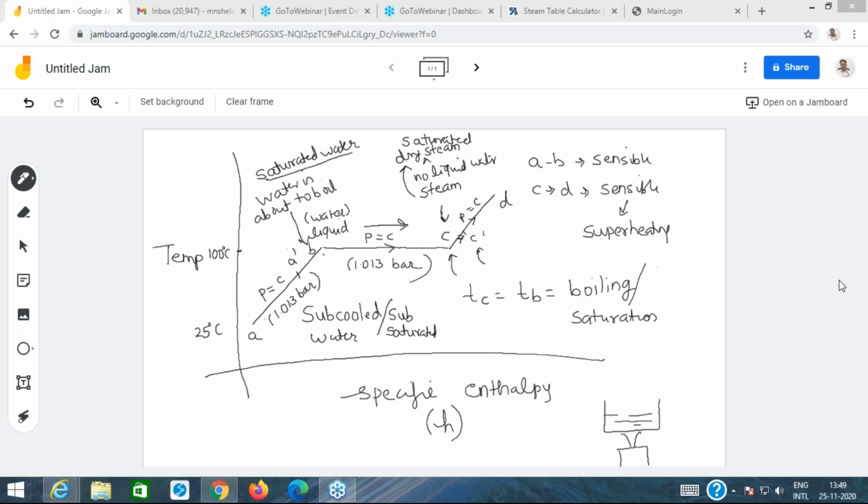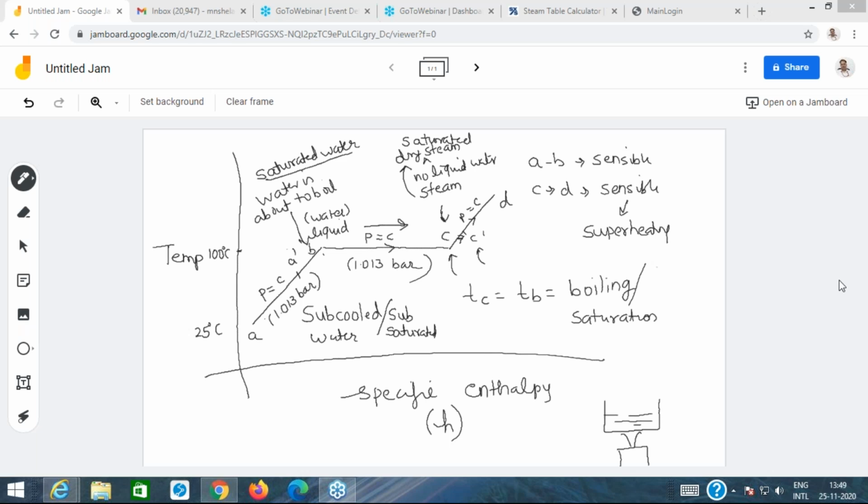So if you start heating that water at constant pressure, that water would first reach A dash and then finally it would reach B. This heating from A to B, that is up to the boiling point, is called a sensible heating of water, right? Now, how is the water at A different from water at B? The temperature at A is less than the saturation temperature, which is the temperature at B.